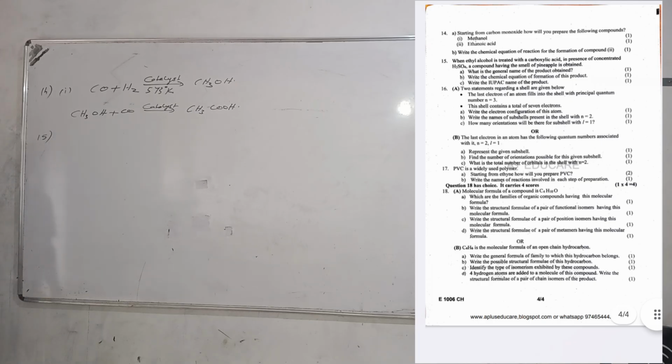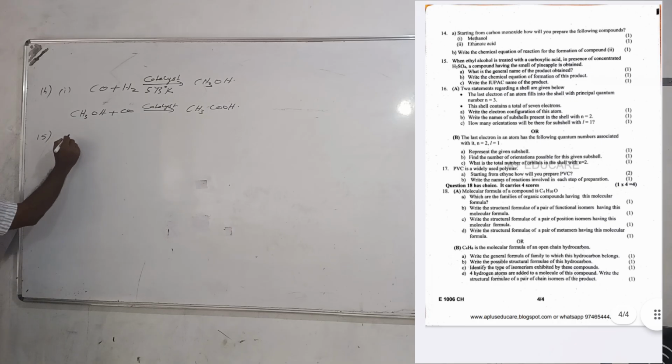When ethyl alcohol is treated with a carboxylic acid in presence of concentrated sulfuric acid, a compound having a smell of pineapple is obtained. What is the general name of the product obtained? When an acid and alcohol react, the compound we get is an ester. One molecule of water is removed and we get esters. Write the chemical equation of formation of this product.